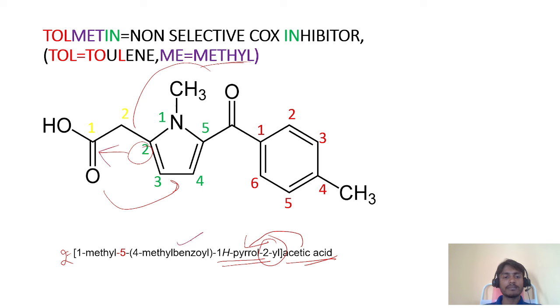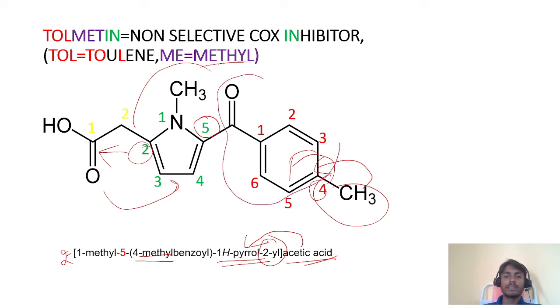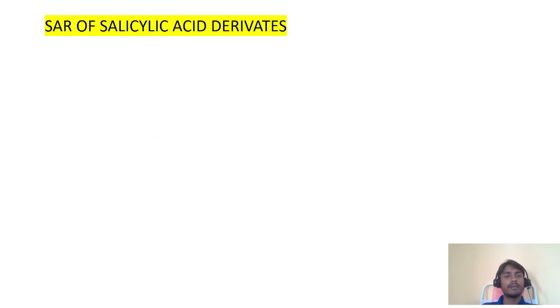Next, what is there at the fifth position? 4-methylphenyl, or benzoyl. At the fourth position it is containing a methyl group. If a keto group is there on benzene, we can call it a benzoyl. 1H-pyrrole-2-acetic acid. Along with that, the first position is containing a methyl group. So that is the naming of tolmetin.